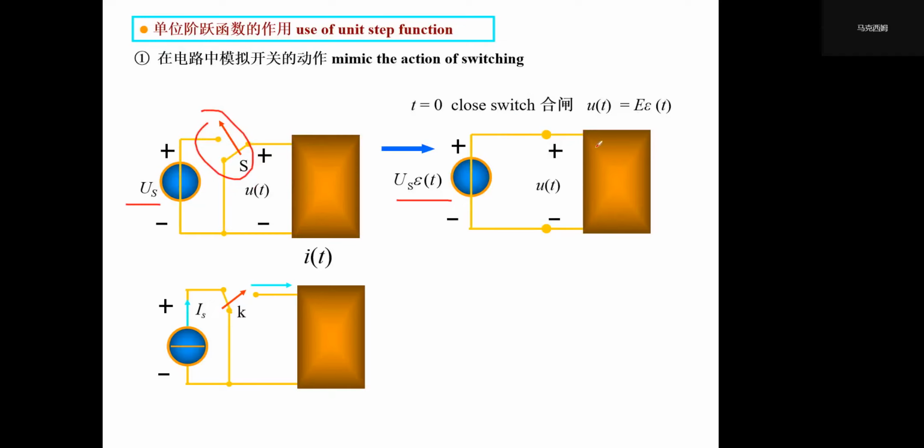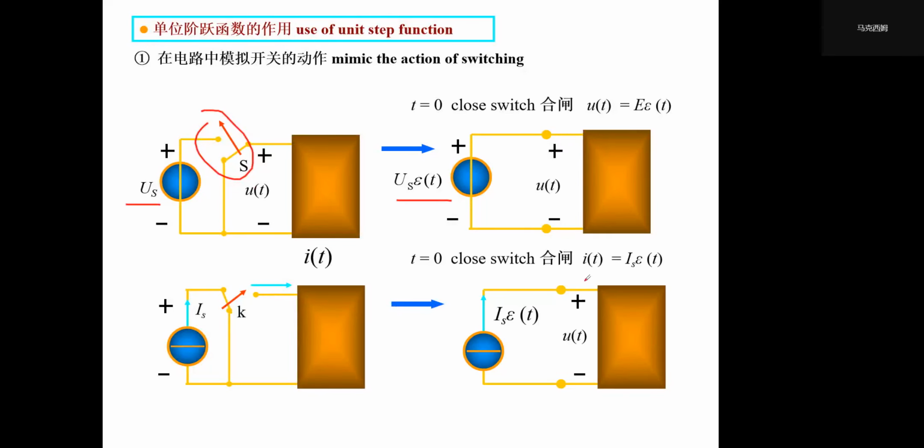So at time 0 we close it up. So we can omit the switch and write it like this. So this is what we introduce, the unit step function in it. So we can just use the mathematical function to replace the oral description of the switch in the circuit.